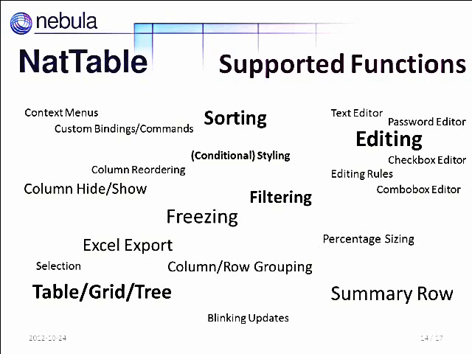And there are a lot of supported functions. As I initially said, we're supporting a huge amount of functionality in NatTable out of the box. This is, well, a summation of the most important ones, I guess. So we fully support editing with validators, editing rules. We have conditional styling, sorting, column and row grouping, which I haven't found any other table widget that supports row grouping. Column hide and show, and what else?